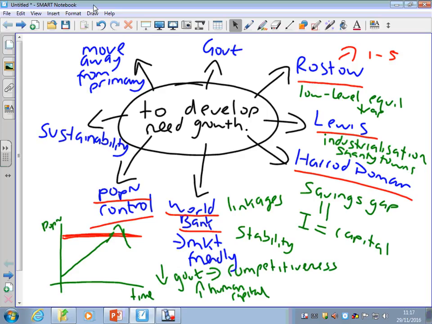Now, we're not talking about killing people off here. We're not talking about people dying at the age of 60. A long life expectancy is a good thing for development. But over time, if population gets too big, it can create problems, not enough to go around. So maybe introducing policies to reduce how many children people have is not a bad idea.